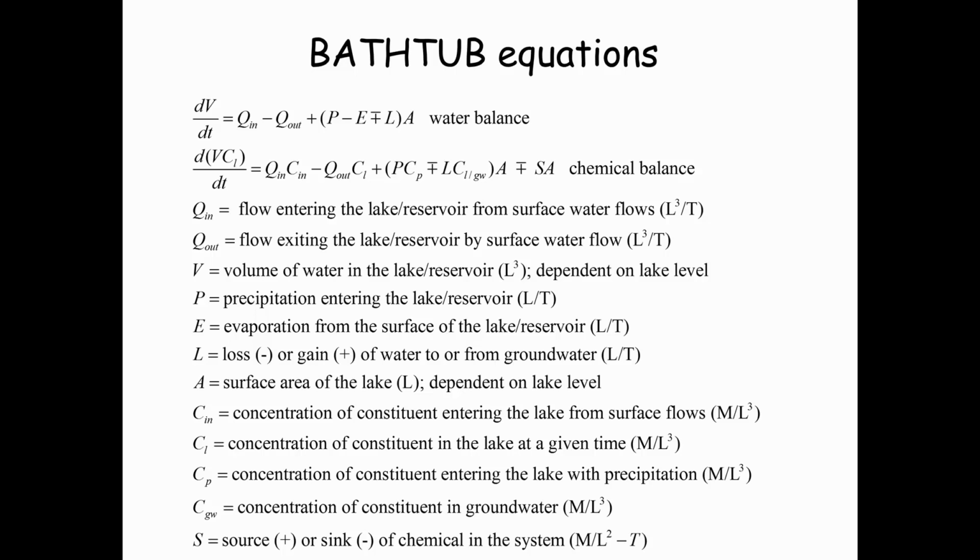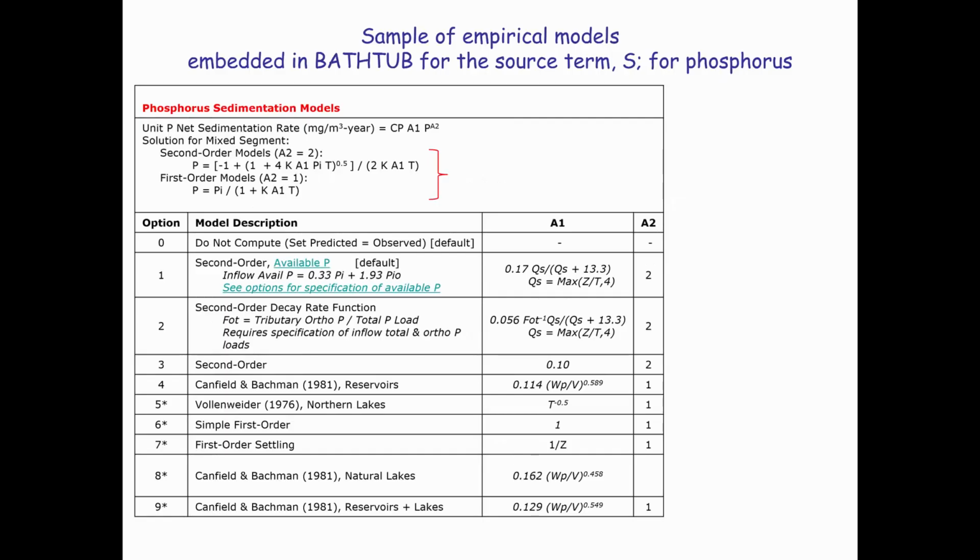The units for each of these variables, or I should say the dimensions of each of these variables, are given in this slide. Just some sample equations. In using the bathtub model, you can go to the help menu and you'll find exactly this type of table, which gives details on the different kinds of chemical processes.